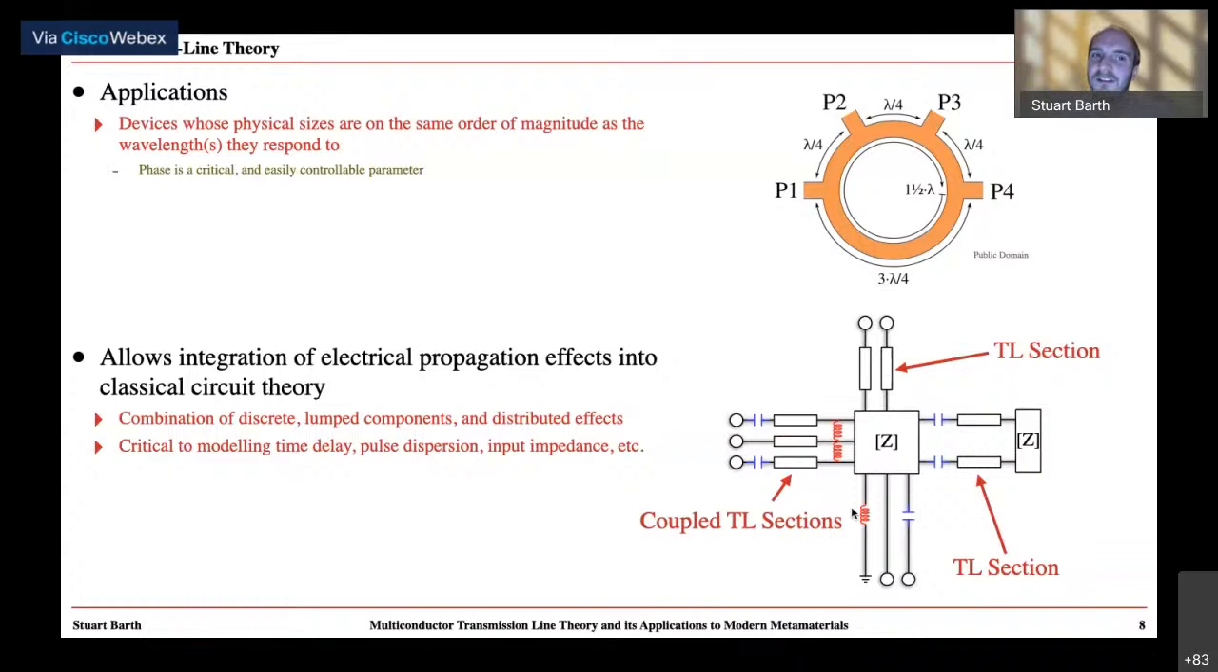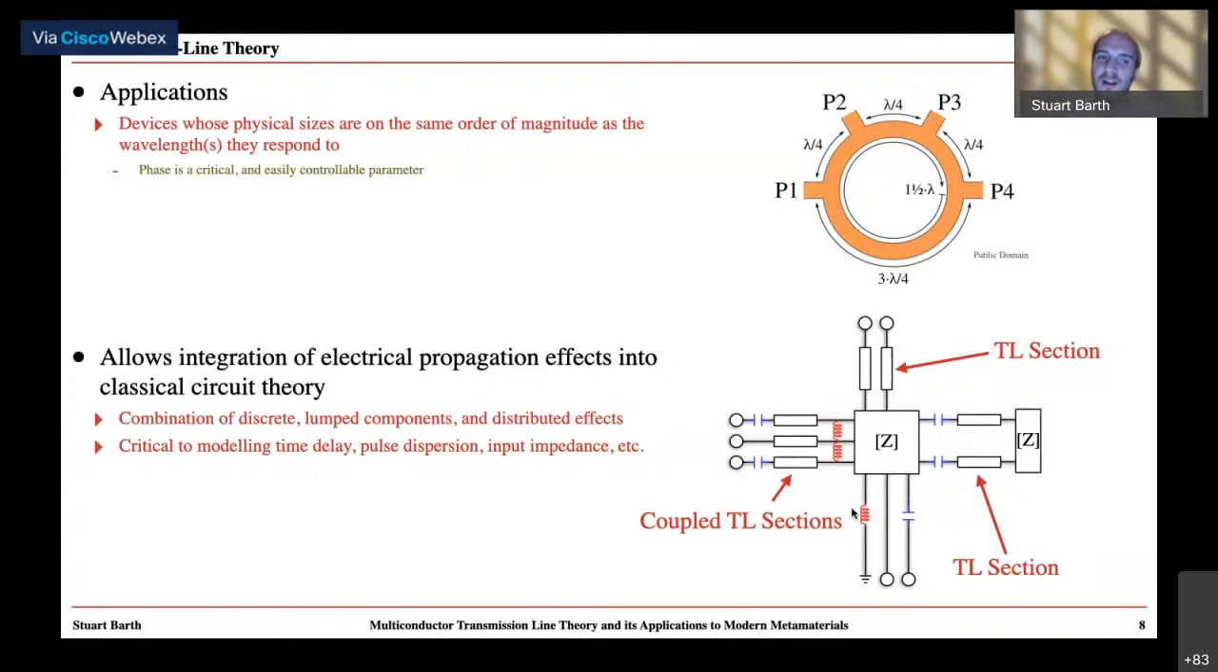So these are devices whose physical sizes are on the same order of magnitude as the wavelengths they respond to, right? In these devices, phase is a critical parameter, but it's also easily controllable, right? So we are able to create some very interesting phenomena by just simply adjusting phase. And of course, this allows for the integration of electrical propagation effects into the domain of classical circuit theory. So this allows us to take discrete lumped components and combine them with distributed effects.